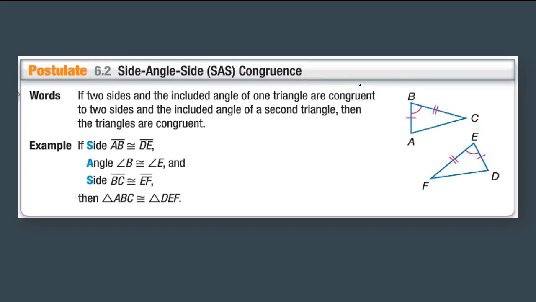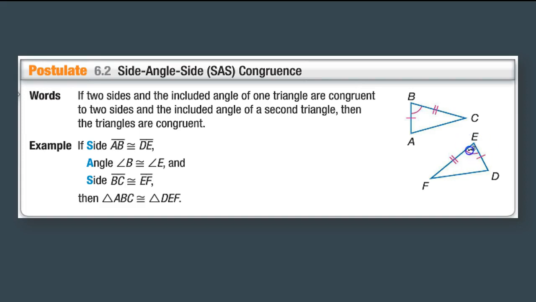Then we have Postulate 6.2. Side, angle, side, also known as SAS Congruence. If two sides and the included angle of one triangle are congruent to two sides and the included angle of the second triangle, then the triangles are congruent.